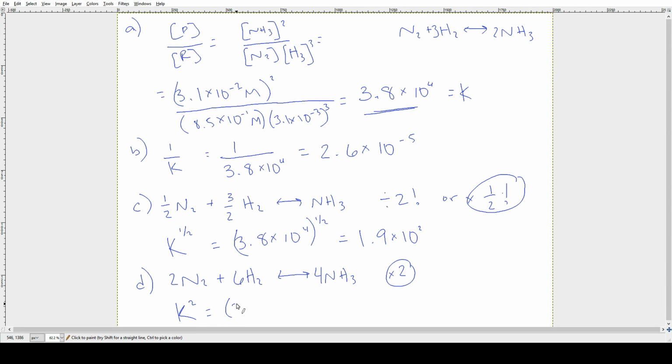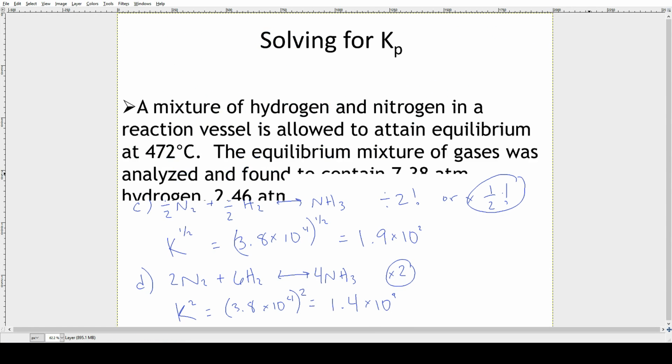So take your original number, square it, get 1.4 times 10 to the 9th. Don't be that person that misses points on your tests because you forgot the exponents at the very end, the times 10 to the. Very easy to leave that behind on accident.